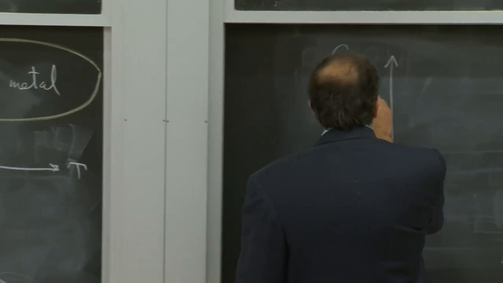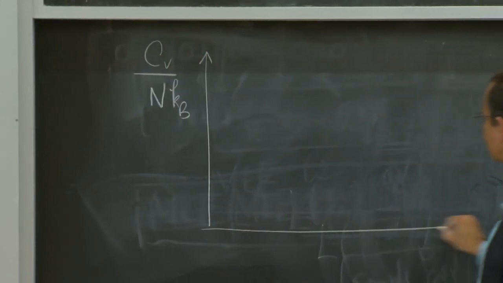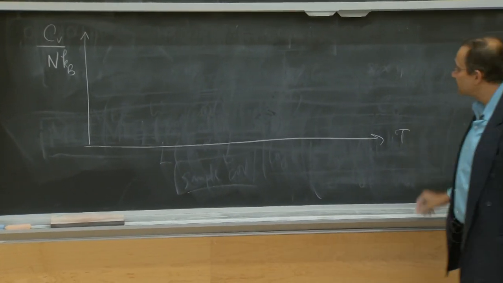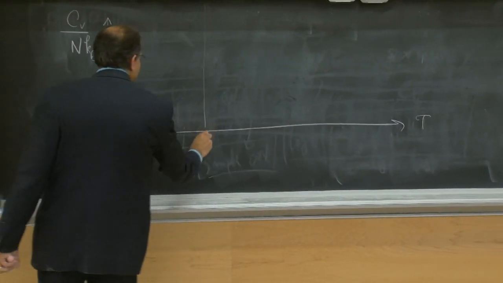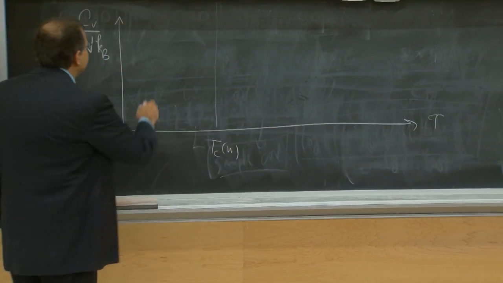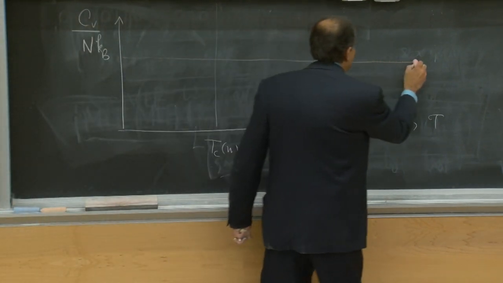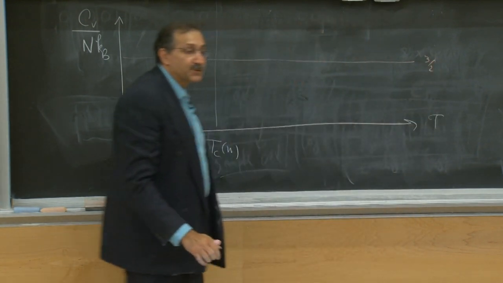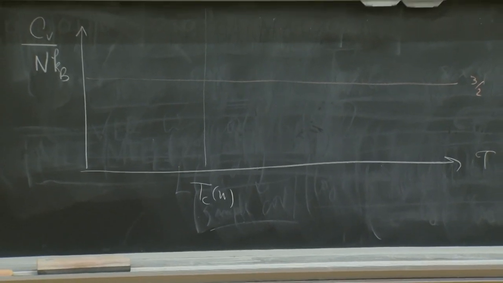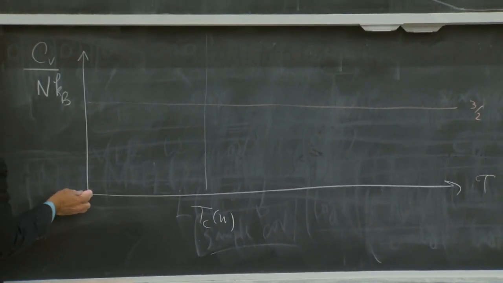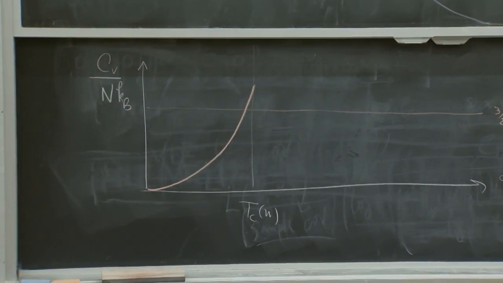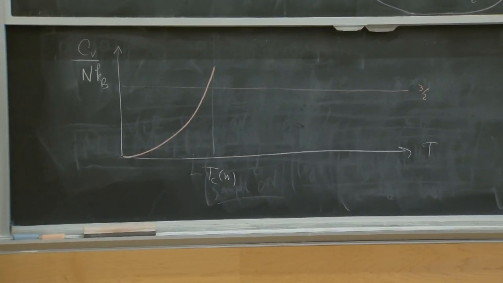We'll find that the heat capacity of the bosons in units of kB as a function of temperature has a discontinuity at TC of n. It approaches the classical result, which is 3/2 at high temperatures. At low temperatures, we said it is simply proportional to T to the 3/2. So I have this kind of behavior, just a simple T to the 3/2 curve.